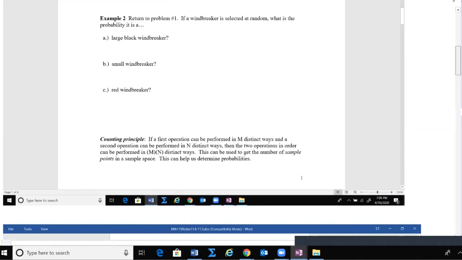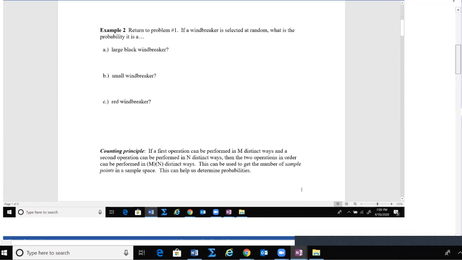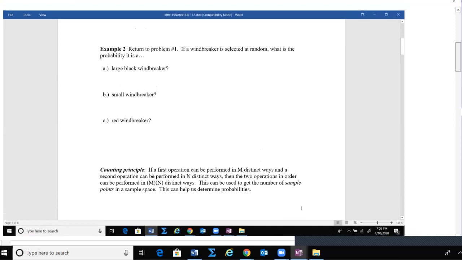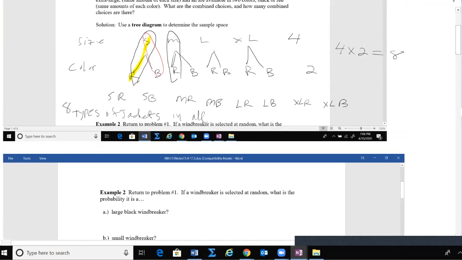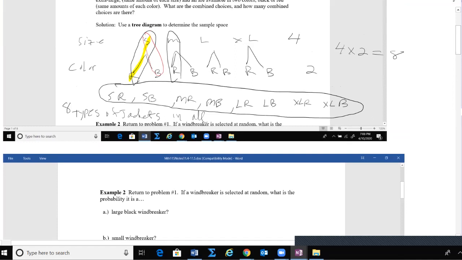Okay, back to this problem. If you select one of these jackets at random, what's the probability that it's a large black jacket? Well, you can look at this, your sample space right here, the way I've drawn it. You can put commas in here, and you can put the whole thing in a set. It's your set of possible outcomes here. And each one has the same likelihood of being selected. There are 8 of them.